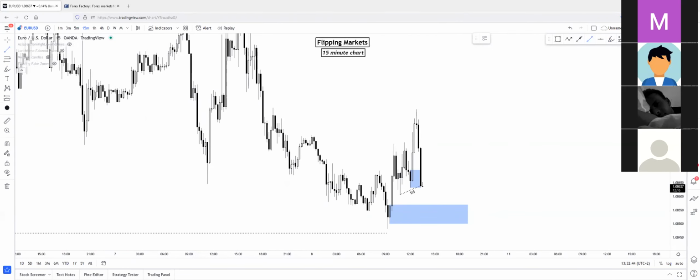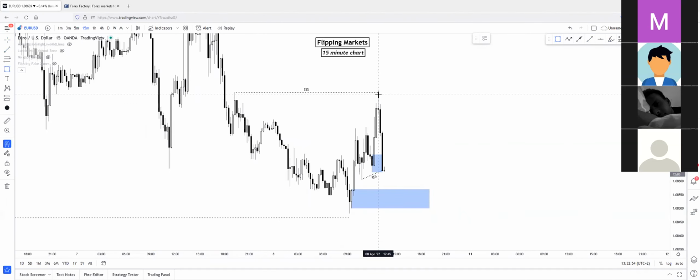Let me just read the chat again. I am liquidity margin by, okay, but there is double tap, got it. Okay.